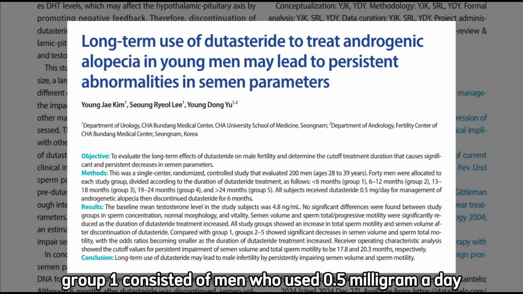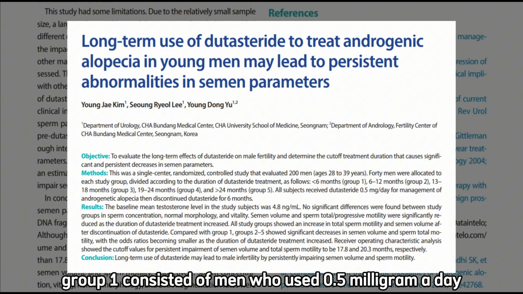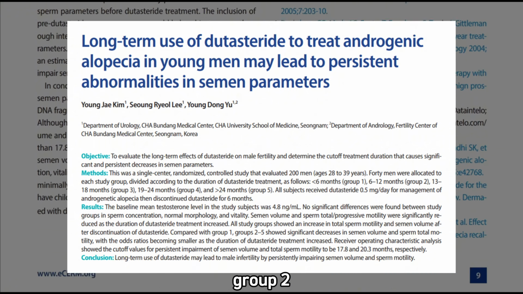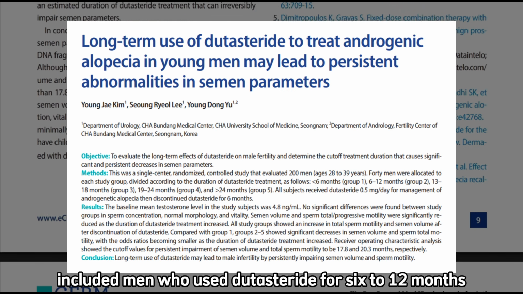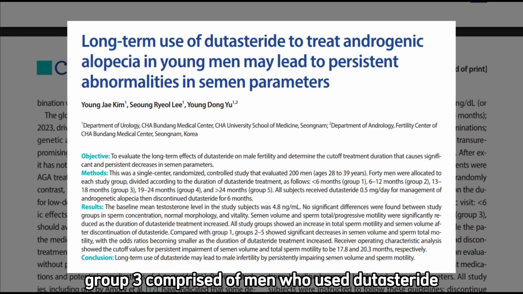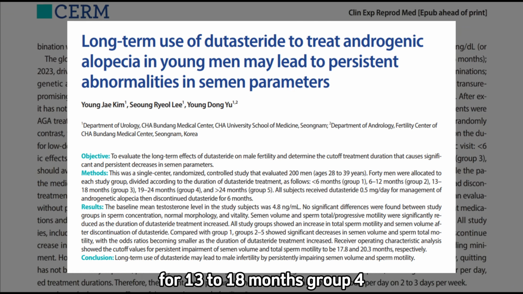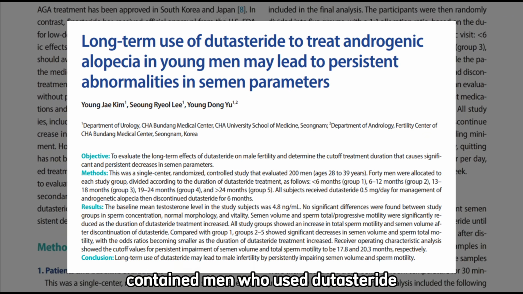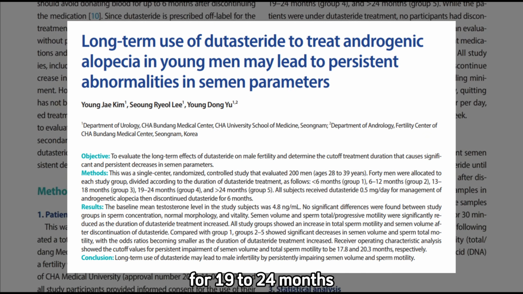Group 1 consisted of men who used 0.5 milligram a day of dutasteride for less than 6 months. Group 2 included men who used dutasteride for 6 to 12 months. Group 3 comprised of men who used dutasteride for 13 to 18 months. Group 4 contained men who used dutasteride for 19 to 24 months.